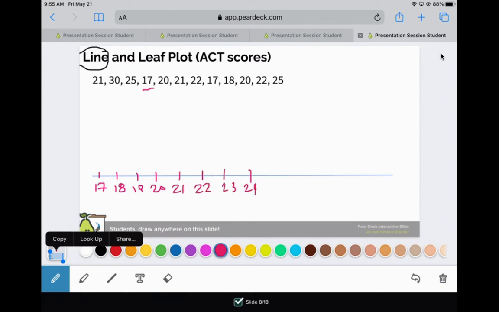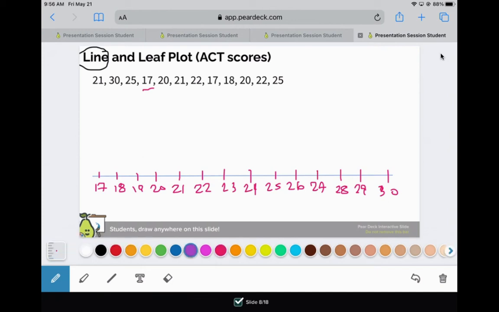23, 24, 25, 26, 27, 28, 29, and 30. Okay. So the line, I use X. The dot plot, I will use the dot. So in here, I'm just lining up the line. So 21, I have one X. 30, I have another one. 25, I have another X.